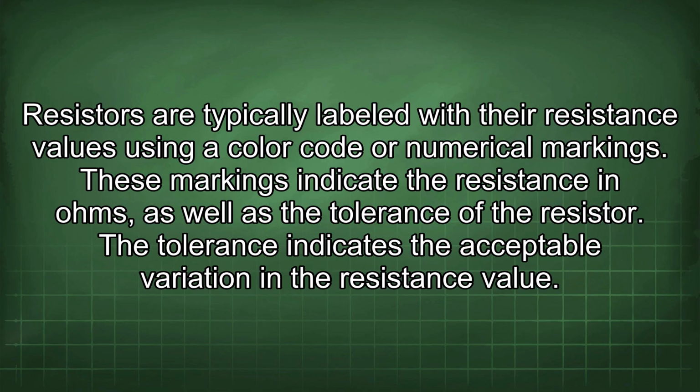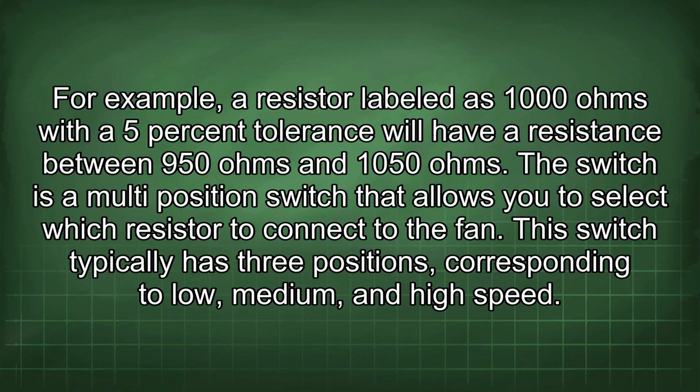Resistors are typically labeled with their resistance values using a color code or numerical markings. These markings indicate the resistance in ohms, as well as the tolerance of the resistor. The tolerance indicates the acceptable variation in the resistance value. For example, a resistor labeled as 1000 ohms with a 5% tolerance will have a resistance between 950 ohms and 1050 ohms.